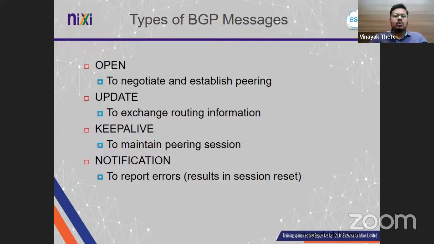Keepalive is to maintain the peering information, or it ensures that BGP neighbors are still alive. The notification message is for reporting the error condition of the BGP neighborship. So these are the four types of messages which are basically used for the BGP neighborship to be kept in the established state.